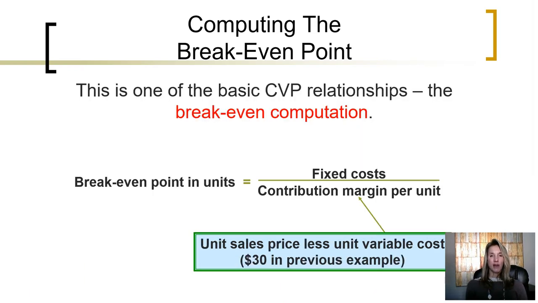So we can evaluate the break-even point using the contribution margin formatted income statement, but we have shortcuts. Our shortcuts are to use one of our formulas. In order to calculate the break-even point in units, all we really need to do is take a company's total fixed cost and divide by the contribution margin per unit. Recall that the contribution margin per unit is the unit sales price less the unit variable cost, which was $30 in the previous example.